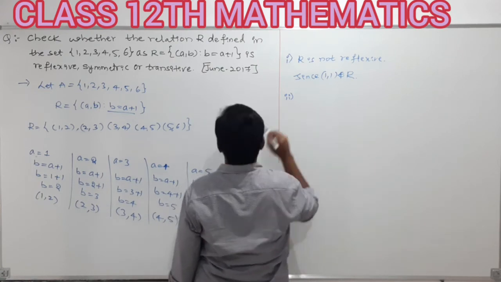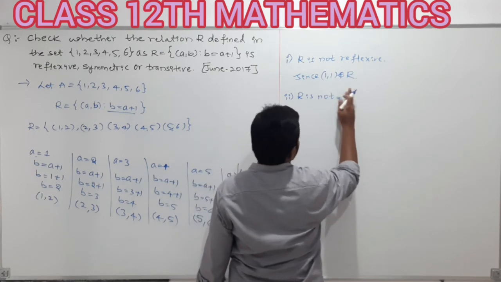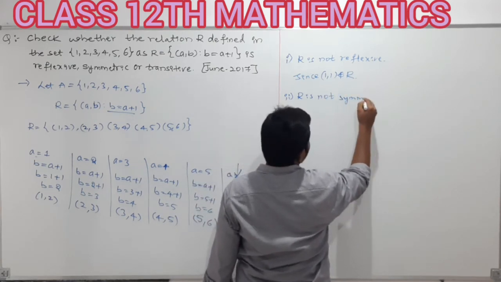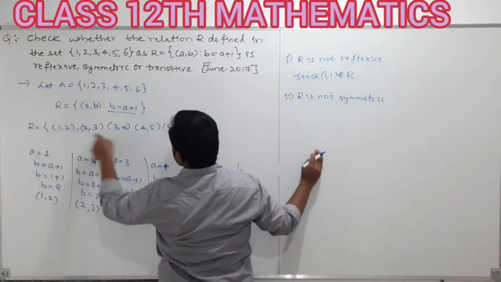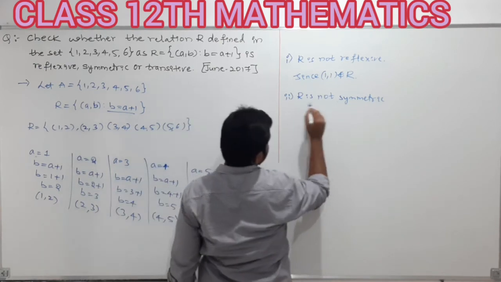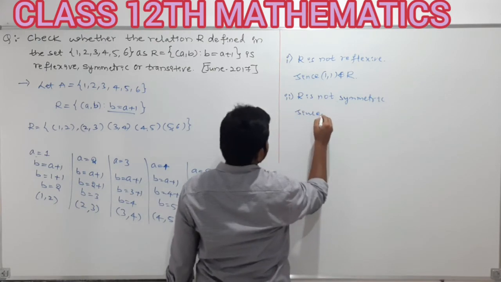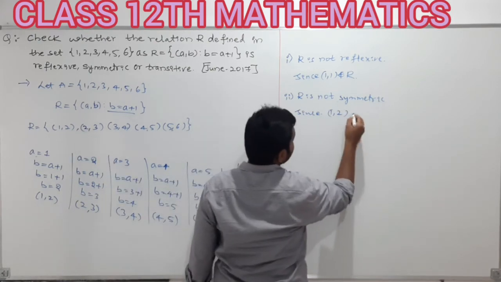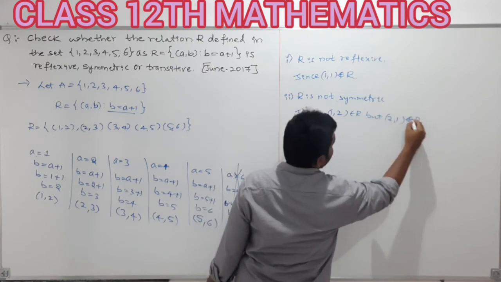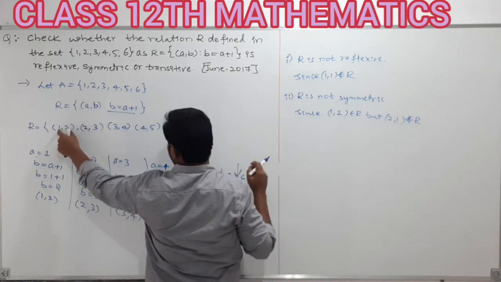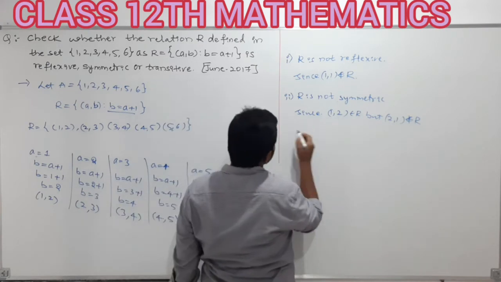Next, my dear students, symmetric. R is not symmetric because (1, 2) is there, but the reverse of this, (2, 1), is not there. So R is not symmetric, since (1, 2) belongs to R but (2, 1) does not belong to R. This ordered pair is there, but the reverse of this ordered pair is not there. So therefore R is not symmetric.